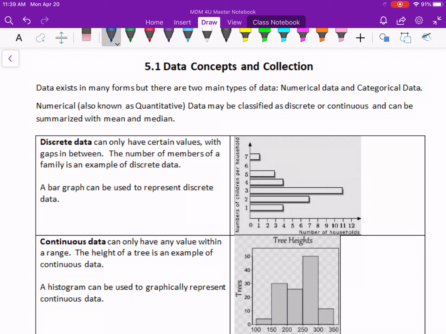Data exists in many forms, but there are two main types, numerical and categorical data. So this is the first of several distinctions I'm going to make. Again, I'm going to throw out some terminology that we need to get used to so that we can then talk about data intelligently. So the first one is breaking down data. Well, in fact, let's talk about data for just a second before I get into breaking it down further. Data is our raw information that we work with, right?